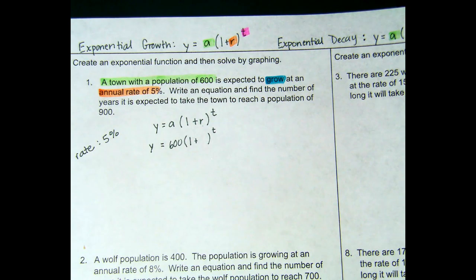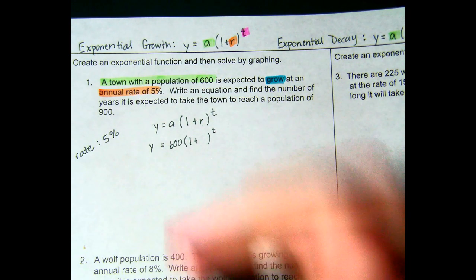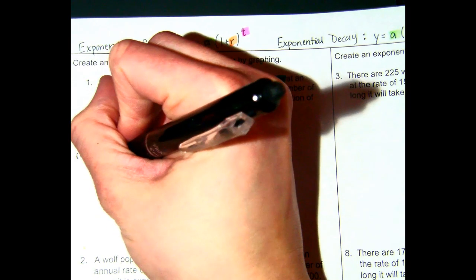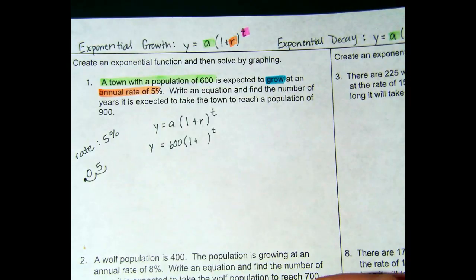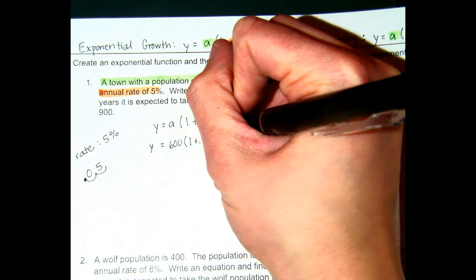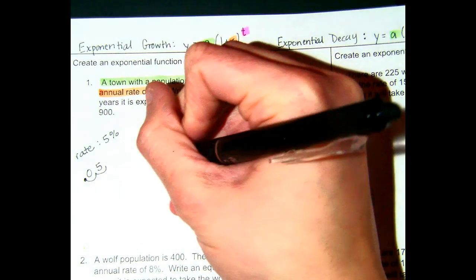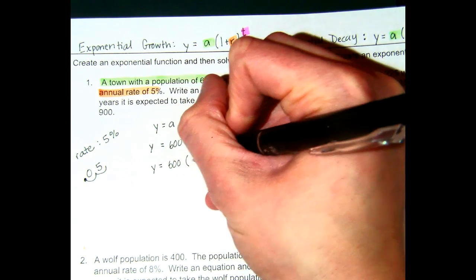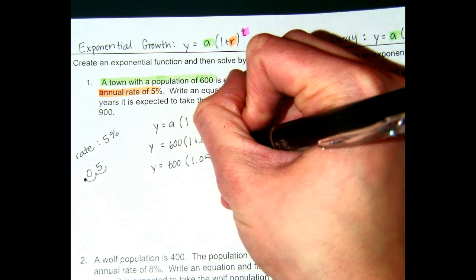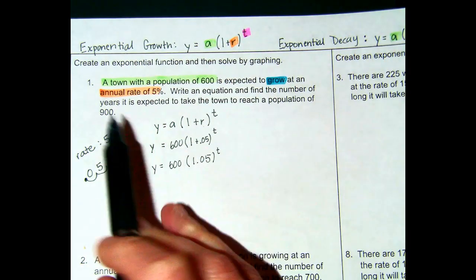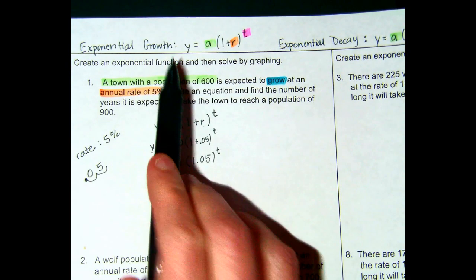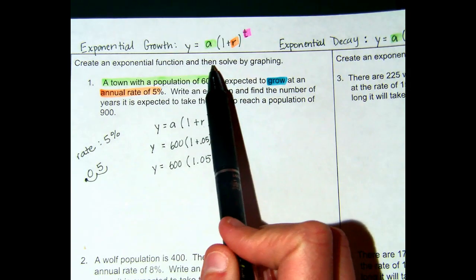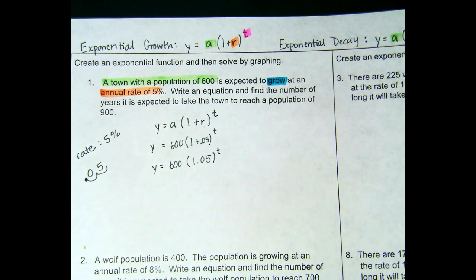However, I need that in a decimal. 5%, you move the decimal place 2 places to the left, is the same as 0.05. So 0.05. I need to add those together. 600 times 1.05 to the T. That is the first step. Create an exponential function. It says then solve by graphing.